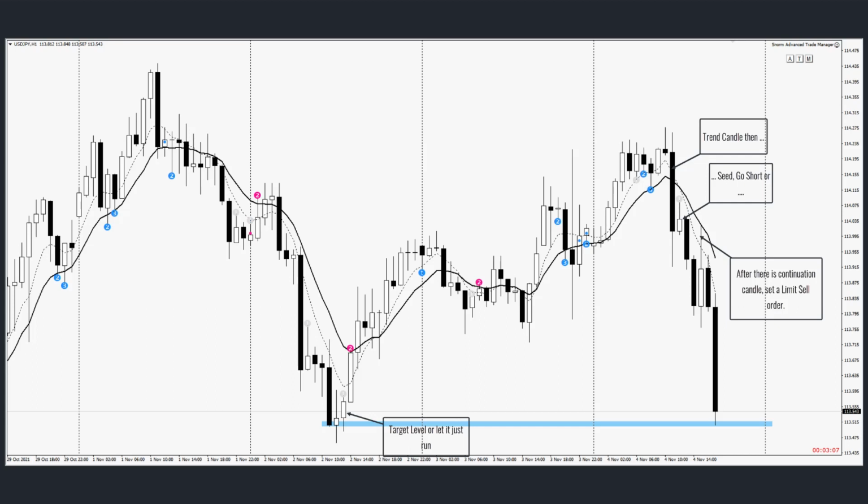On this chart, this is the dollar yen, the hourly chart. What I'm giving you here is a strategy of its own. You can trade this day in and day out, and this is all you need.